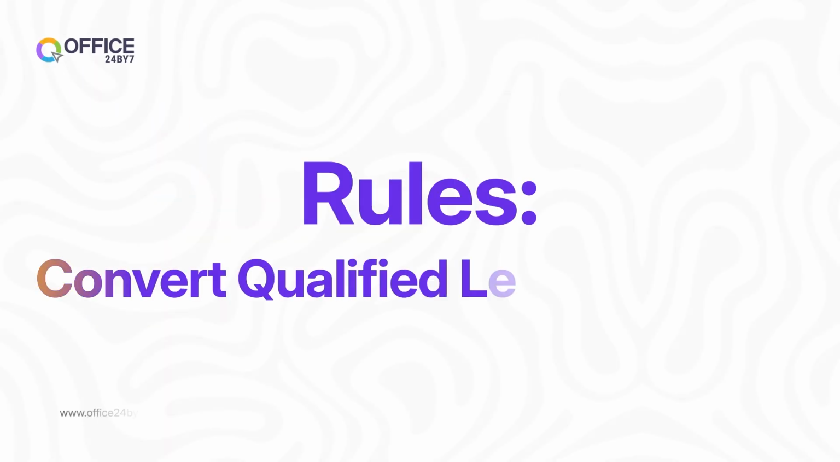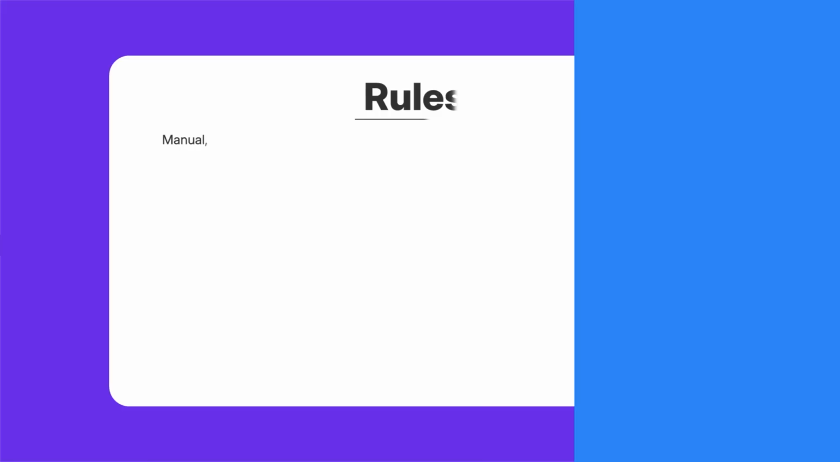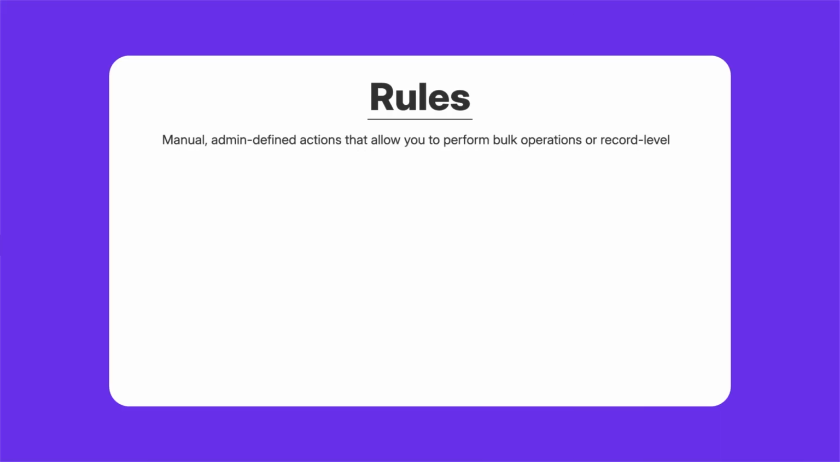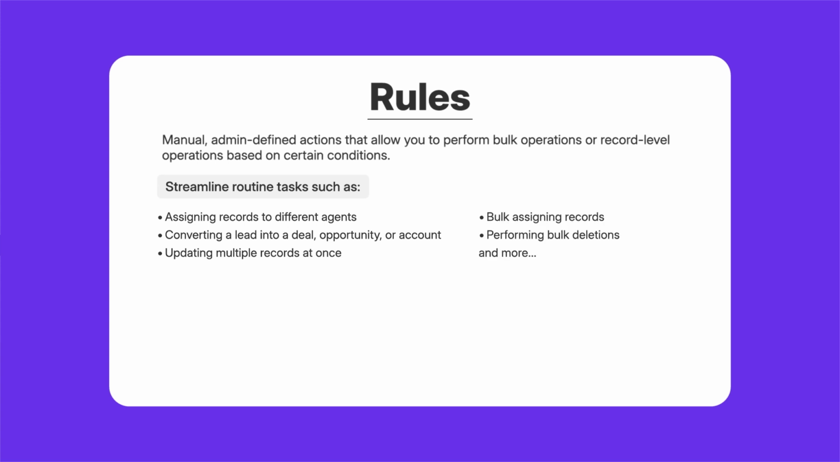In today's video, we are going to learn how to configure rules and execute them directly from the records in any object. Before we begin, let's quickly understand what rules are. Rules are manual, admin-defined actions that allow you to perform bulk operations or record-level operations based on certain conditions. They help you streamline routine tasks such as assigning records to different agents, converting a lead into a deal, opportunity, or account, updating multiple records at once, bulk assigning records, performing bulk deletions, and more.